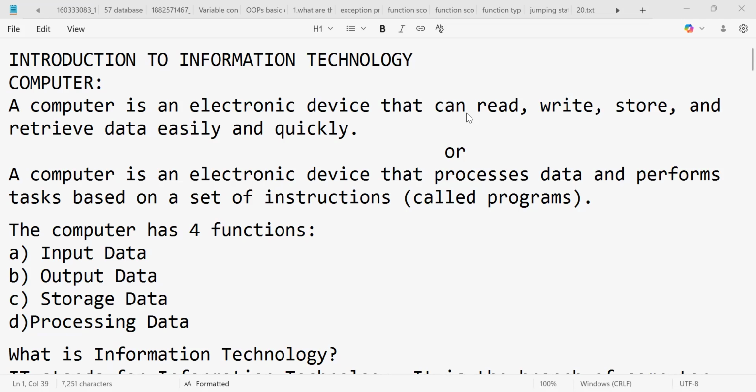Hi friends. Today's topic is what is information technology, what is a computer, what are the computer functions, and what are its characteristics. I will discuss everything in this topic.